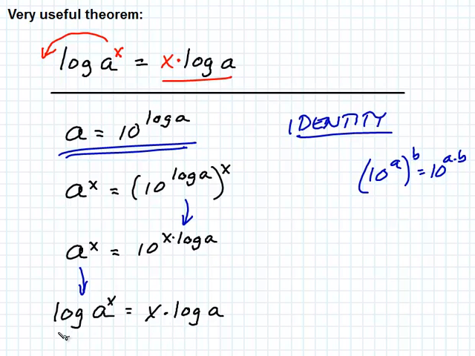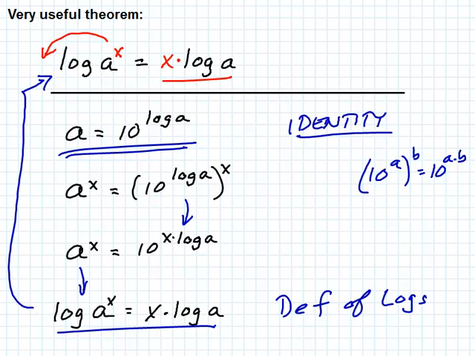Okay? So based on the definition of logarithms, log of a to the x is equal to x log a. Notice that this is what we wanted to prove. The log of a to the x equals x log a. And we have it. This is going to be an exceedingly useful theorem to be able to make use of.